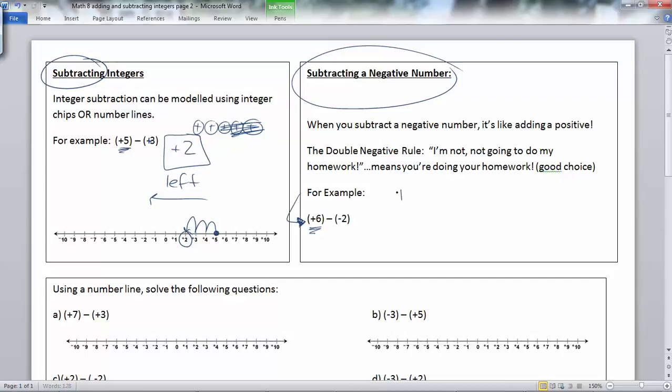So in a question like this, you would rewrite it. The first number you're not going to change. But rather than subtracting negative 2, it's like adding a positive 2. And if we put brackets on here just to keep it clear, essentially it's just saying 6 plus 2, which we all know is 8.